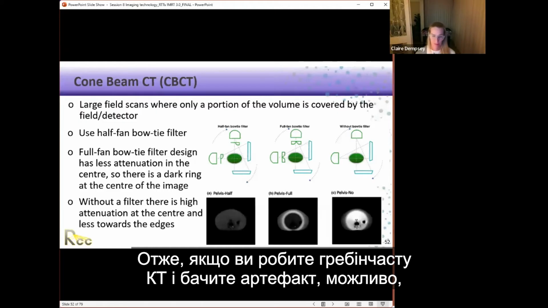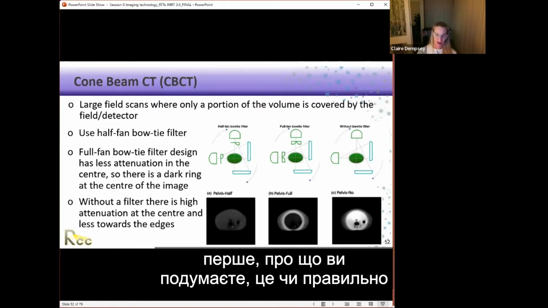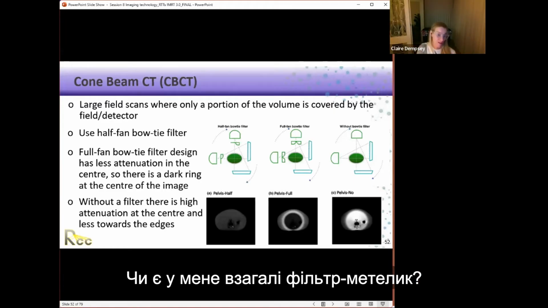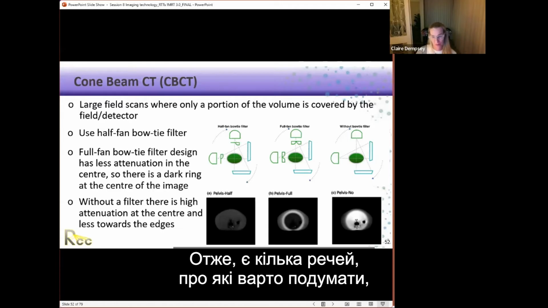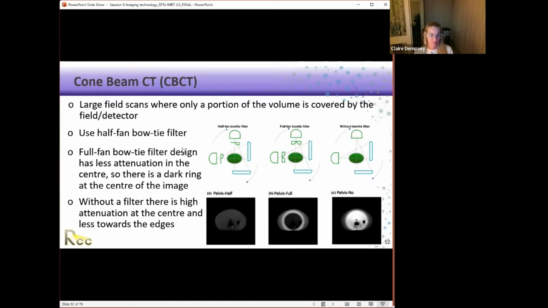So if you do a cone beam CT and you see an artifact, maybe the first thing you go is, did I have the right bow tie filter in? Do I have a bow tie filter in at all? So there's some things to think about when you're taking a cone beam CT.